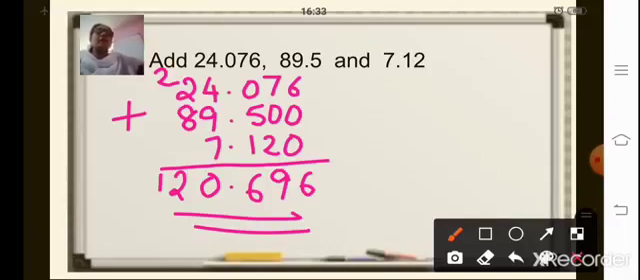Okay. So a few things you have to keep in mind. The first thing is you'll write the numbers one below the other. The decimal point should be in proper order. And you'll write the numbers properly one below the other.